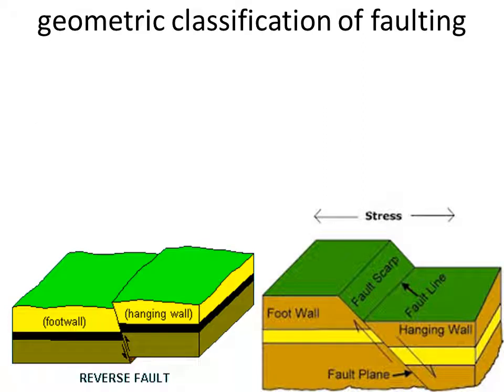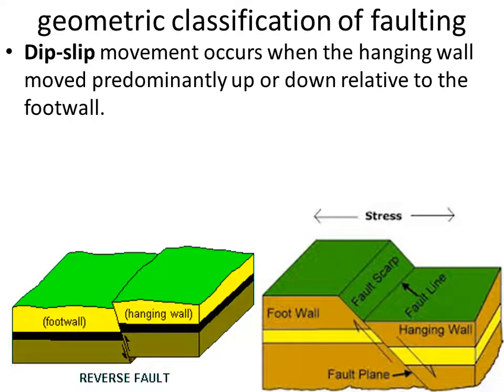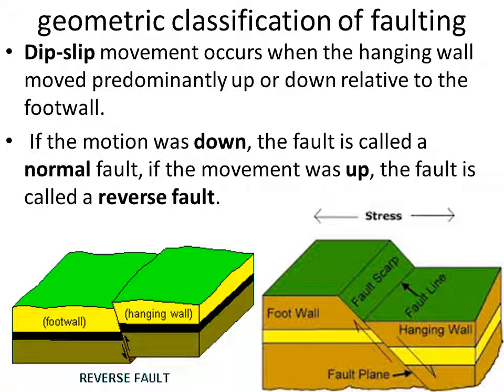Geometric classification of faulting. So we have the dip slip. Movement occurs when the hanging wall moves predominantly up or down relative to the foot wall. As you can see here, we have the foot wall, then the hanging wall. In this case the motion was down, so the fault is called a normal fault. If the movement was up, the fault is called a reverse fault. So this is a reverse fault, and this is a normal fault.